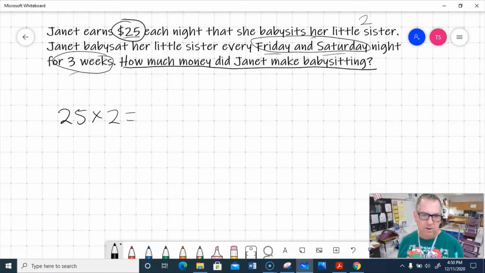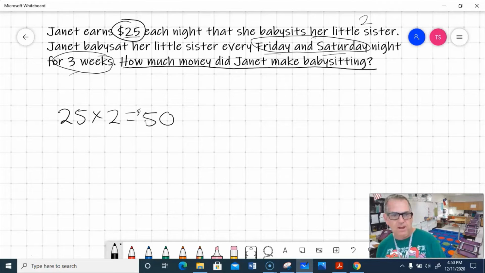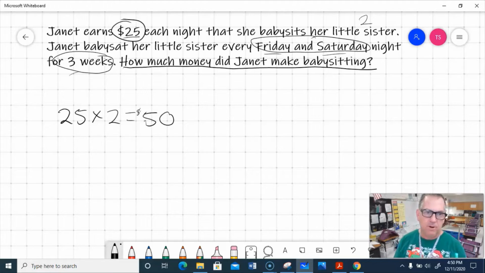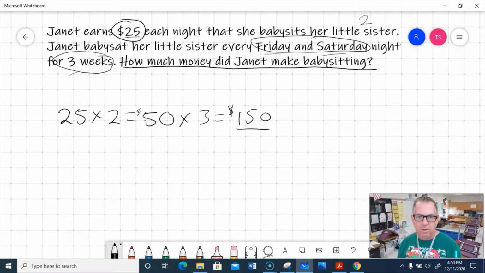So that would signify, okay, every week she would earn $50. Then I could figure out how much money she would earn in 3 weeks, so I would multiply that by 3. And I know 50 times 3 is 150. So that means she would earn $150 in 3 weeks. That's how much money she earned babysitting her little sister on Friday and Saturday nights.